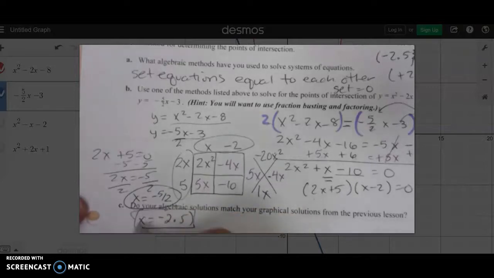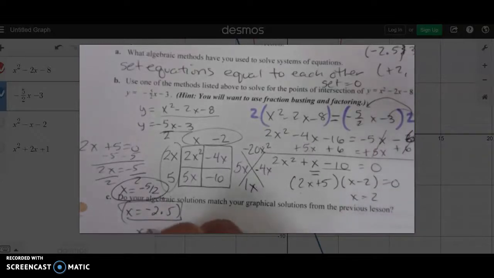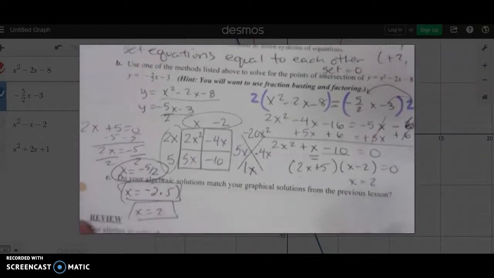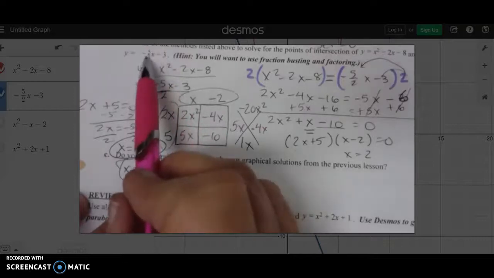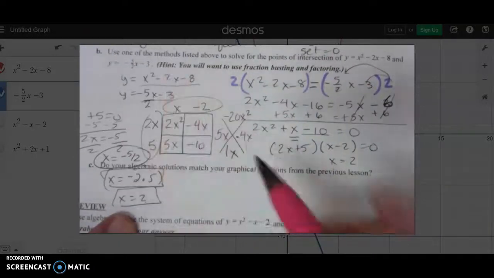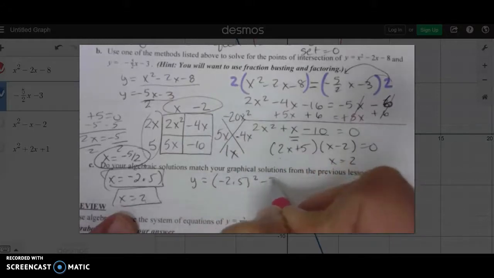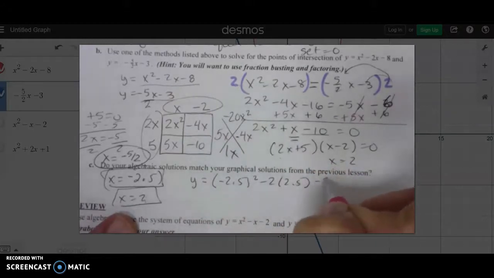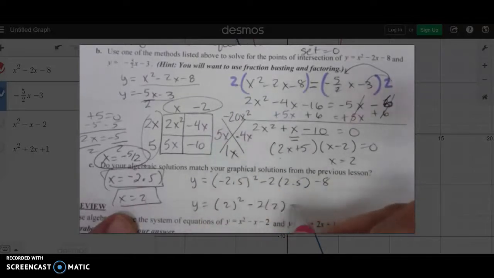Right? There's one answer. And then my next one, this one is x minus 2 equals 0, so I get x equals 2. So there's my x values, -2.5 and 2. Now, how do I find out what those points are? I'm going to take this 2 and this -2.5, and I'm going to plug it into either this equation or this equation. Well, that one has a fraction, so I really don't want to use that. So I'm going to go y equals -2.5 squared minus 2 times -2.5 minus 8, and y equals 2 squared minus 2 times 2 minus 8.